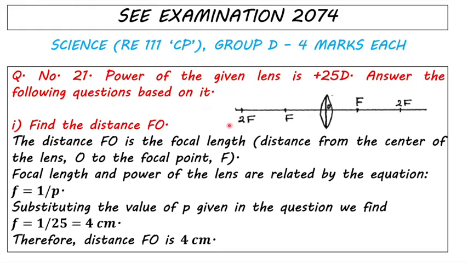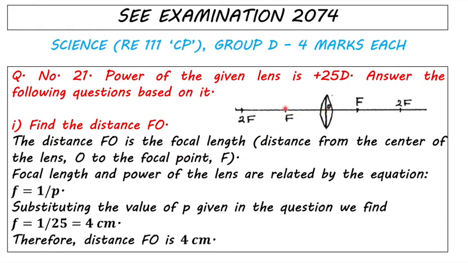This is the diagram of the optical setup for this question. The lens is right in the middle, with the focal points on either side of the lens, and the points of 2 times the focal length. The first question is: find the distance FO.